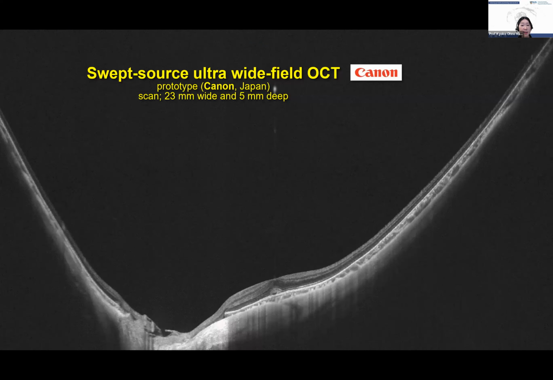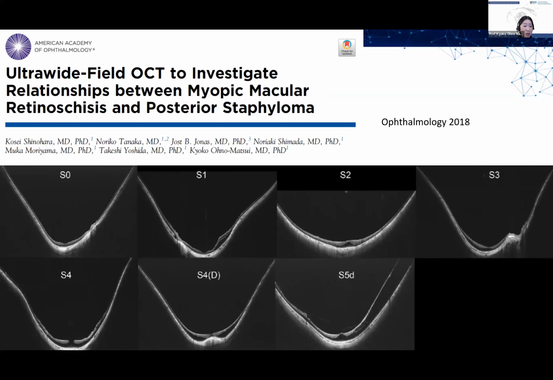But now we have a wide field OCT with Canon, with a scan width of 23 millimeters and 5 millimeters depth. So we now use this ultra wide field OCT for retinoschisis too. And by using ultra wide field OCT, we have reclassified retinoschisis. Actually, these are wide field OCT images, and S0 to S4 are the same as the previous classification. But with wide field OCT, we can see the entire extent of S4 retinoschisis. And we added two conditions. One is S4 large D, which is the entire macular retinoschisis, but the fovea is attached because of the dome-shaped macula. And another is S5 small d, which is diffuse retinoschisis, even beyond the range of wide field OCT.